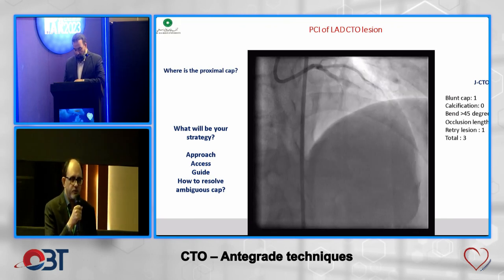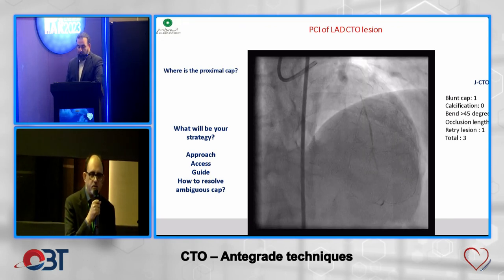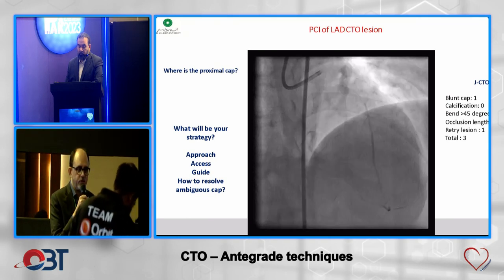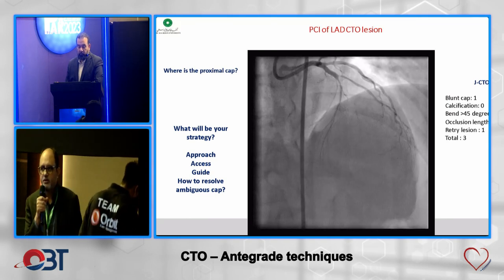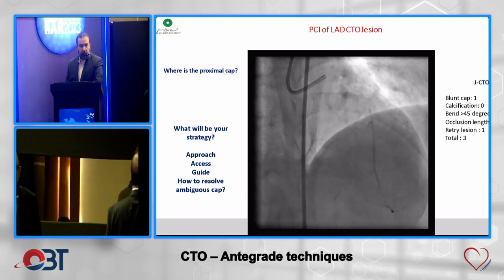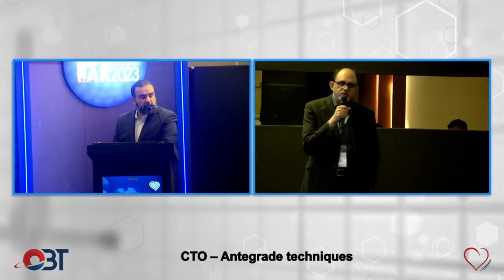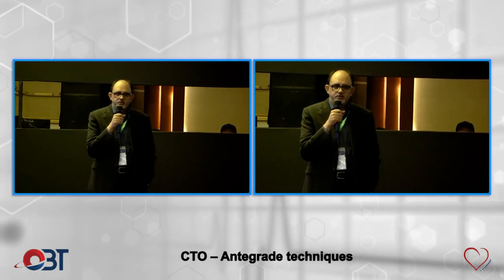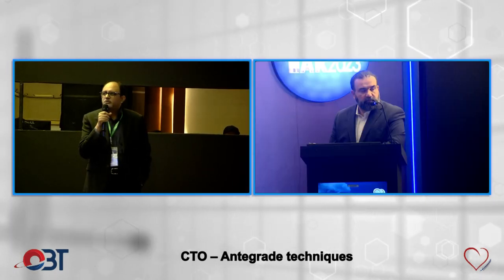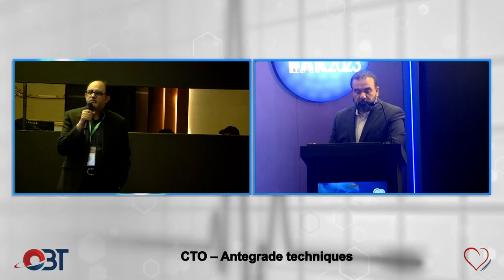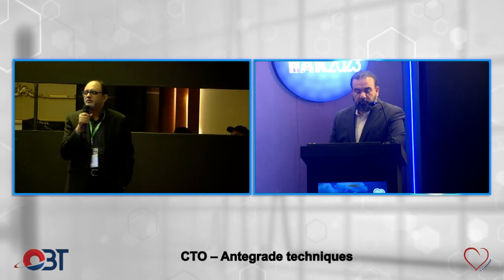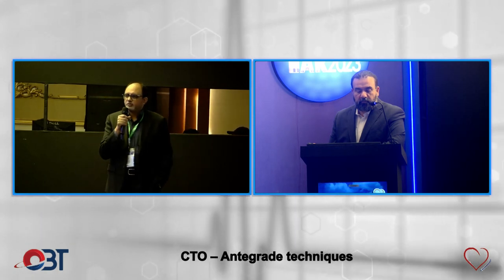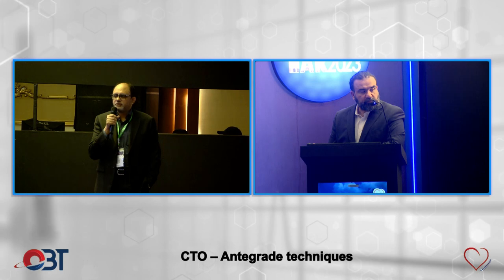If you're planning to go with the IVUS, then you need at least a 7 or 8 French guide, because together placing an IVUS catheter along with a microcatheter, you will require an 8 French guide. I have found that it might be difficult to use a 7 French guide if you are going to proceed with the IVUS catheter and microcatheter at the same time. So we decided to go with the 8 French guide for the antegrade wire escalation. And to resolve the ambiguity of the proximal cap, we decided to use the IVUS.